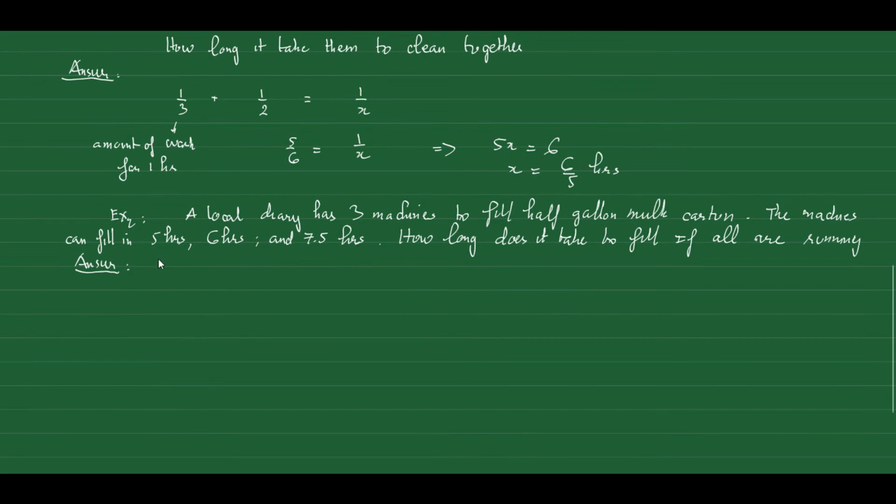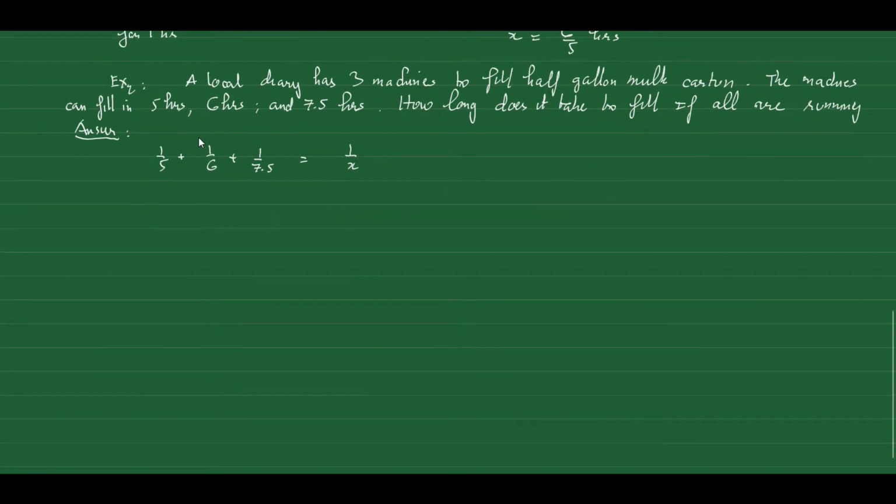So the first machine takes 5 hours, meaning in 1 hour they do 1/5 of the work, plus 1/6 of the work, plus 1 over 7.5, equals 1 over x. So all you have to do here is add the fractions. The denominator should be 30 times 7.5, which is 225. I'm finding the LCD, okay?